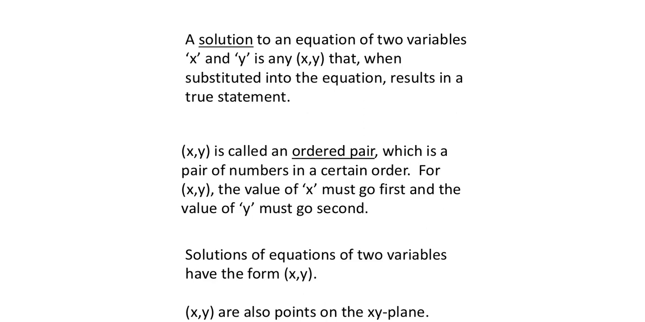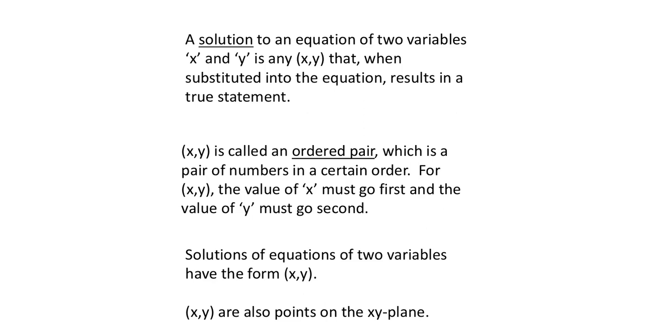X comma y is called an ordered pair, which is literally a pair of numbers in a certain order. For x comma y, the value of x must go first, and the value of y must go second. The order is important. Solutions of equations of two variables have the form x comma y, and x comma y are also points on the xy plane.